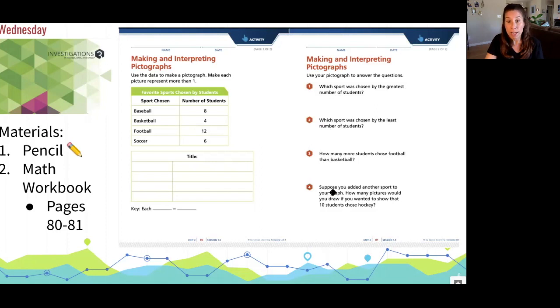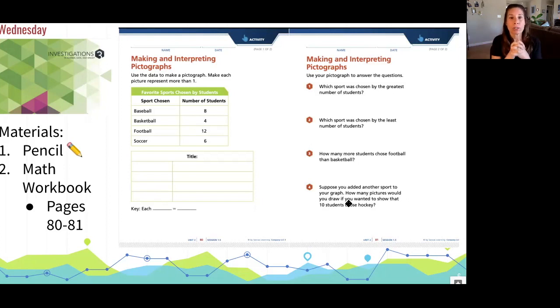Number 4 says, suppose you added another sport to your graph. How many pictures would you draw if you wanted to show that 10 students chose hockey? So I would encourage you to draw that extra row and put in the category hockey and put in your 10 students, and that way you can correctly answer that question.